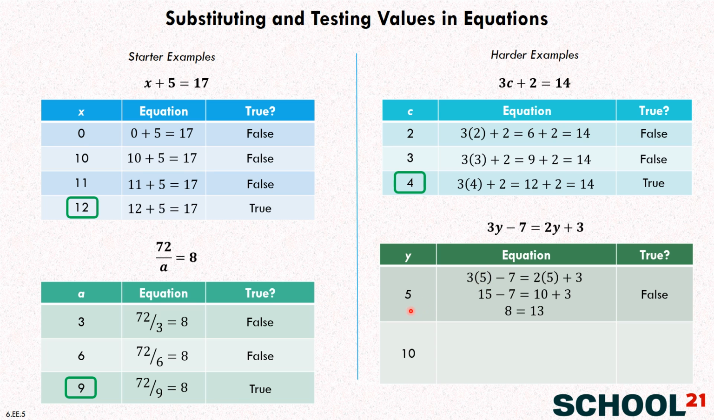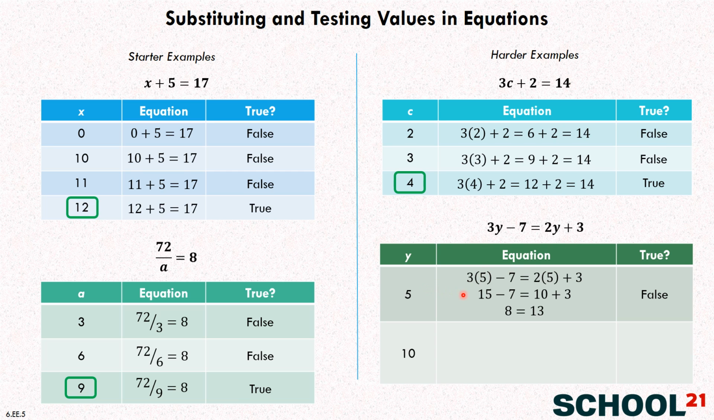So the value we're going to try for y is 5. So not just in this first spot, but also in this second spot over here, we have to put 5 in for y. So that's what's written here. 3 times 5 minus 7 is the same as 3y minus 7 equals 2 times 5 plus 3, which is the same as 2y plus 3 when y equals 5. Does that make sense? Yeah.